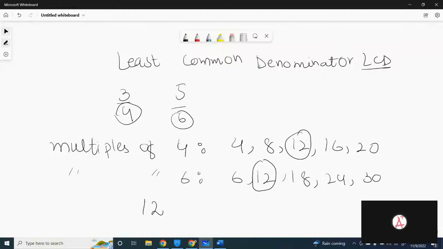Got it? Whenever you have to find the least common denominator, you have to simply write the multiples of the denominators. You have to look for the least number that is common. So that would be 12. So the least common denominator for 4 and 6 is 12. Got it?